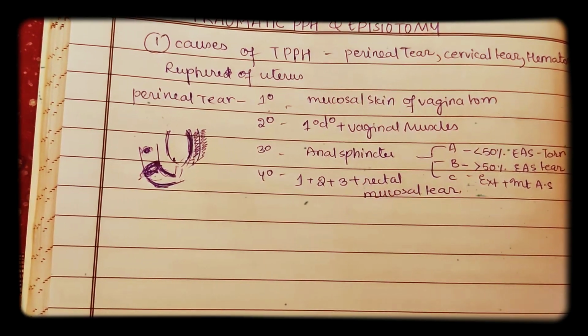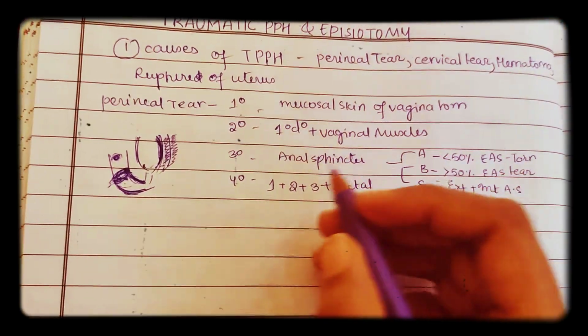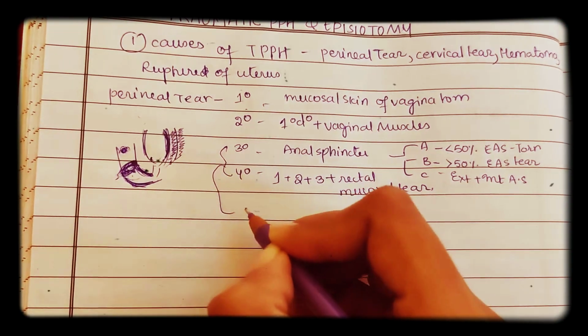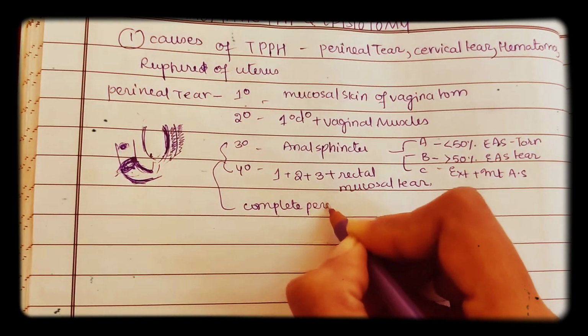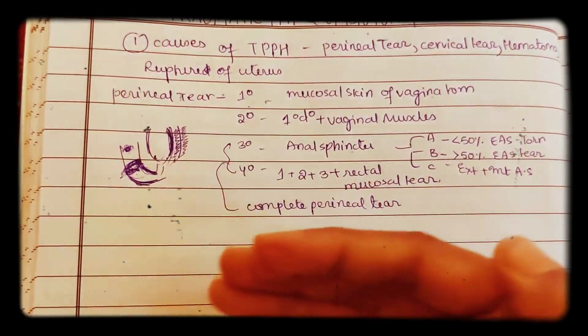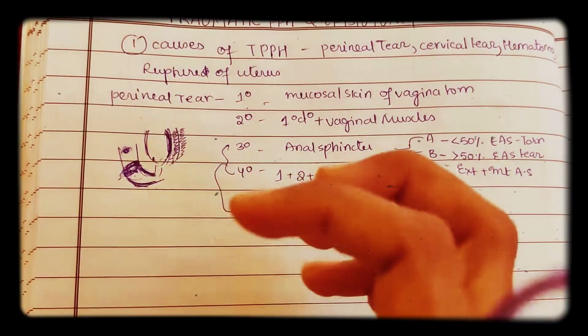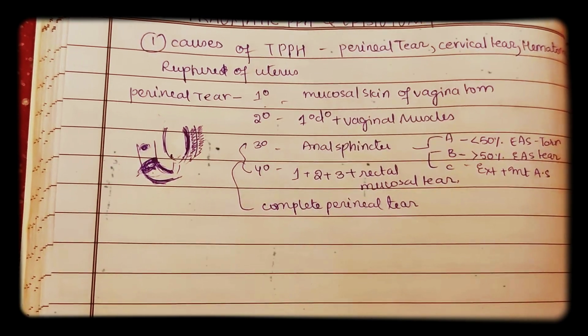Now let us see what to do with this third and fourth degree tear. Third and fourth degree tear is a complete perineal tear, right? Because on the anterior side the vagina is torn, and on the posterior side even the rectum and anal sphincters are torn. So how to prevent these perineal tears?